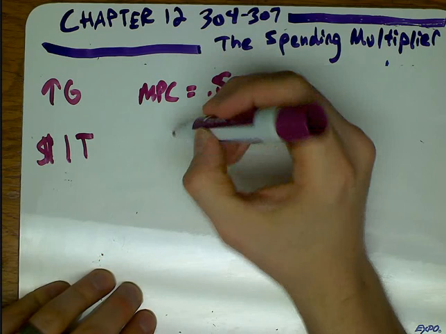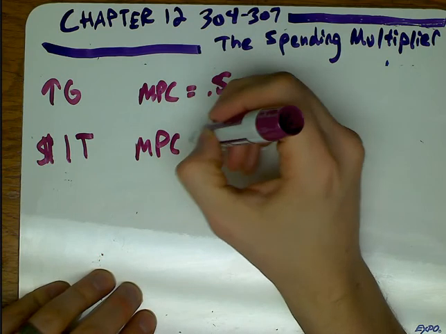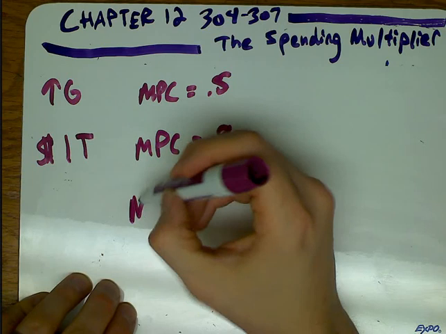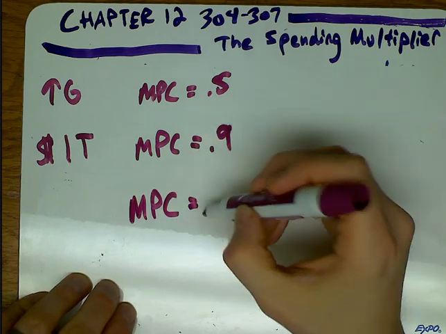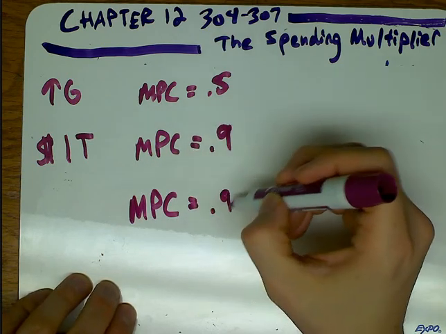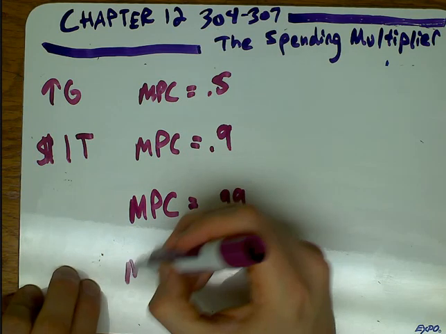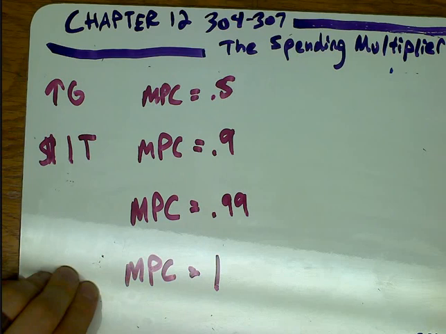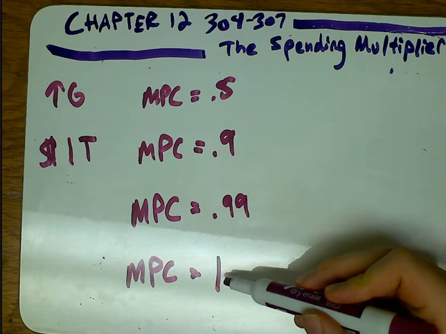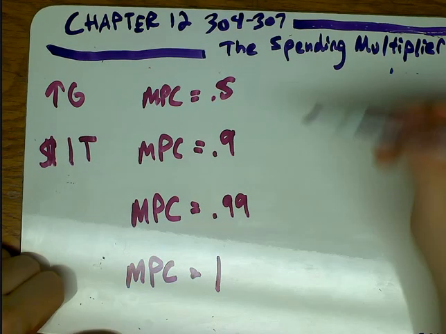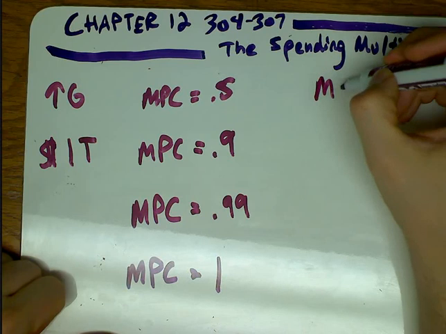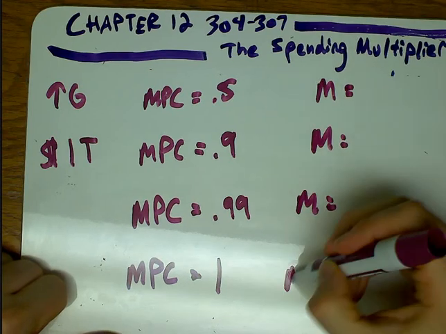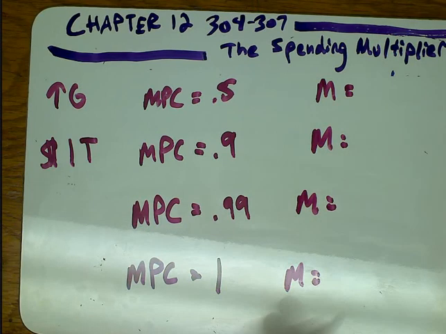Let's say that in example 2, the MPC is 0.9. In example 3, the MPC is 0.99. And let's say that in the fourth example, MPC equals 1, meaning we consume every little bit of each dollar we get. So in each case, what is the spending multiplier in each of these? Go ahead, at this point, pause the video and try to think about it.